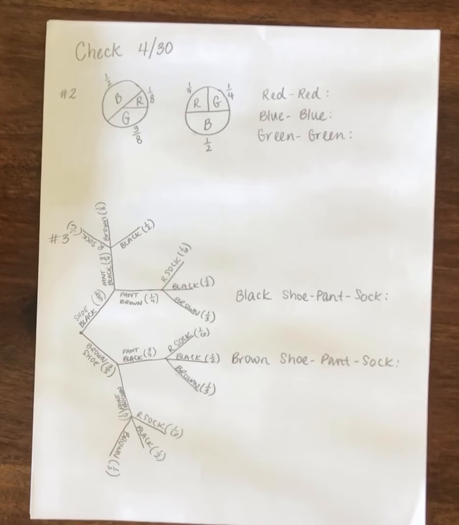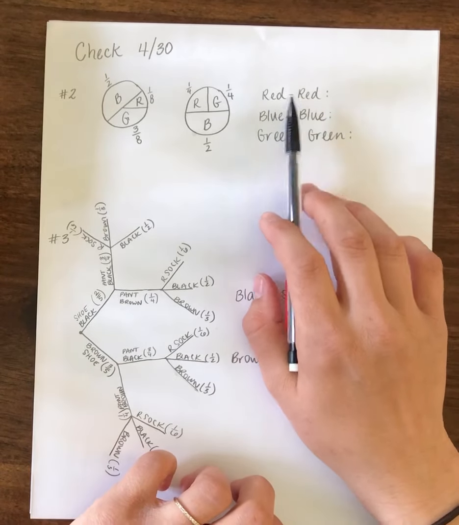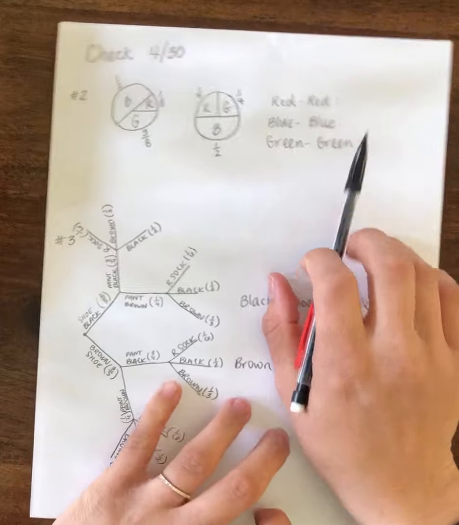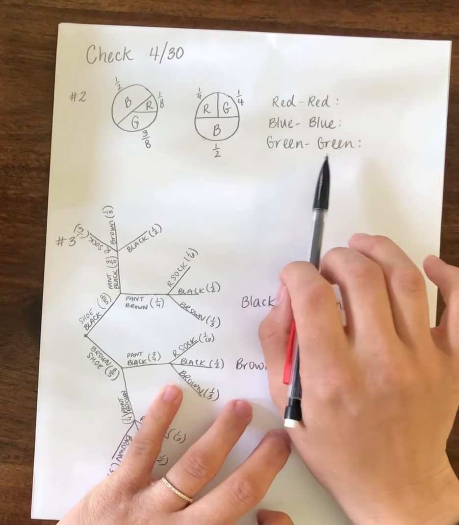Number 2 wanted you to find the probability of landing on the same color in both spinners. Looking at my spinners, if I wanted to land on the same color, that means spinning red, red, a blue, blue, or a green, green. So let's find the probability of each of these events occurring.